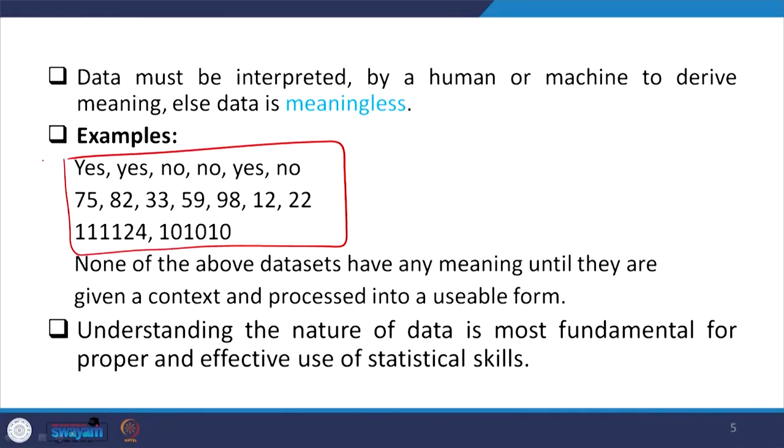Now, for example, we may have some data structured here. You can look at it: yes, yes, no, no, yes, no, again 75, 82, any number of digits are given. If it is not systematically presented, there are a number of question marks. We don't derive any interpretation out of it. None of these data sets explain or give any meaning until they are given in a context or processed into a useful form. If they are not discussed correctly, they are not usable. So understanding the nature of data is most fundamental for proper and effective use of statistical skills.